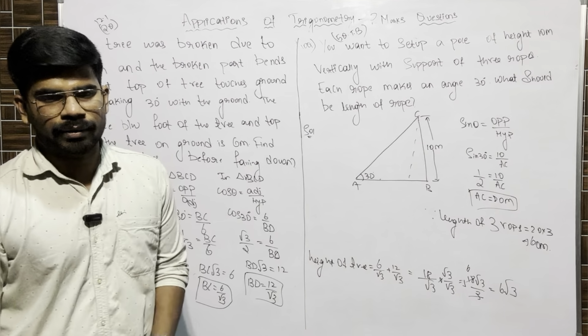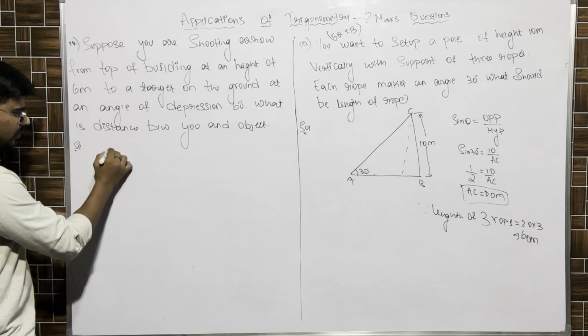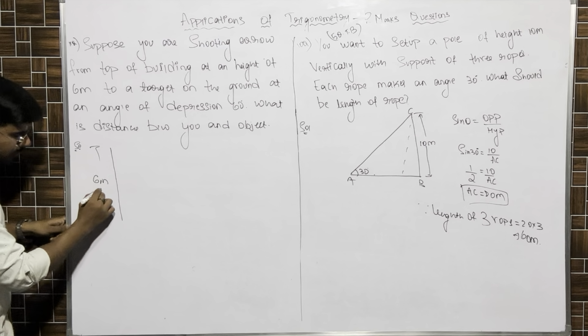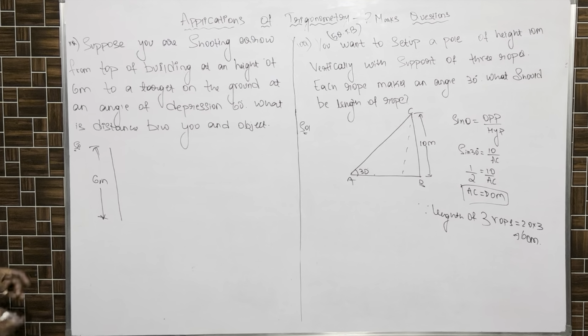Right. Here we have another question. Suppose you are shooting an arrow from the top of a building. The height of the building is given as 6 meter. Not a problem, we'll draw it to this side only. Okay, fine, this is the building. The height of the building is 6 meter.